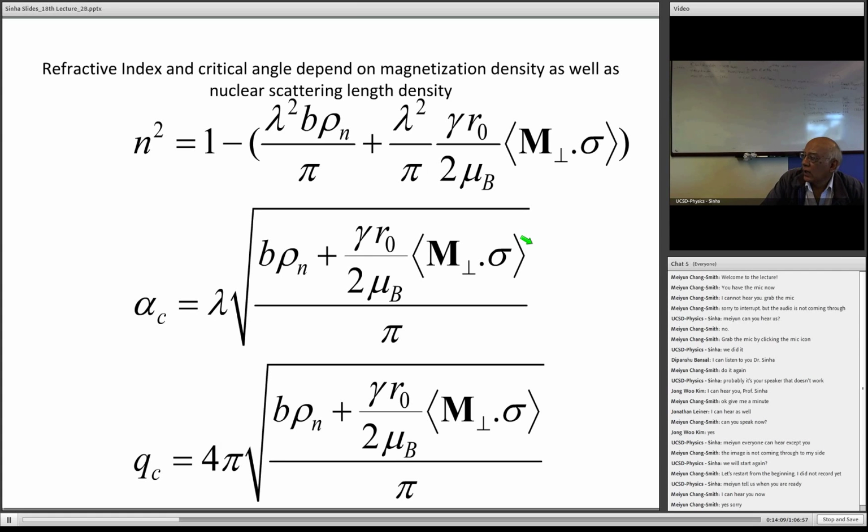And so, depending on the direction of the neutron spin and the magnetization, this expectation value has to go in here. And from this expression for the refractive index, you can see that the critical angle can be deduced the way we did before and involves this square root here. And so you can see that the critical angle actually depends on the direction of the neutron spin. So if it's parallel or anti-parallel to the magnetization, you will get different critical angles. So you will get a different critical angle for reflection from a magnetic film for neutron spins in one direction compared to the other, and you'll get two different critical angles, and two different critical wave vectors also.